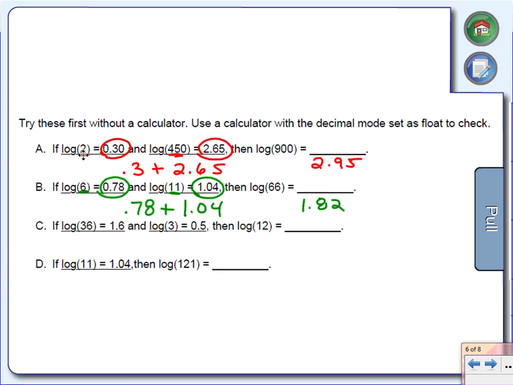The next one we have is the log of 36 is equal to 1.6. The log of 3 is equal to 0.5. And we want to find out what's the log of 12. Well, first we got to figure out, how did I get log of 12? What did I do with this and this number here? We divided it. So what did we say earlier about division? That it was going to be the same thing as subtraction. So what are we going to do with these two numbers right here? We're going to subtract them. So 1.6 minus 0.5 would give us 1.1.